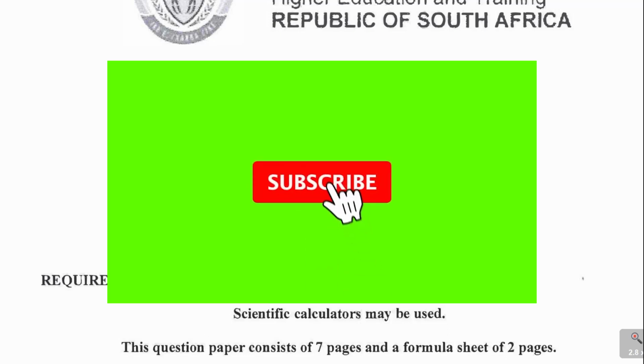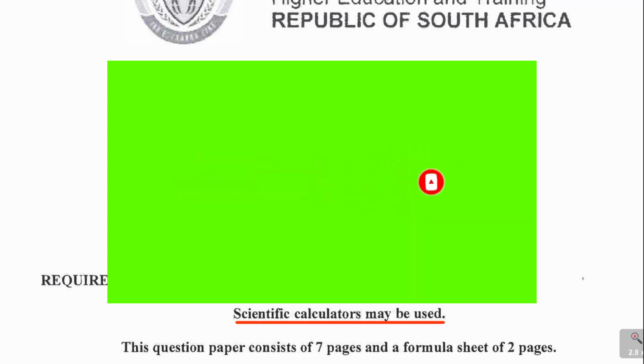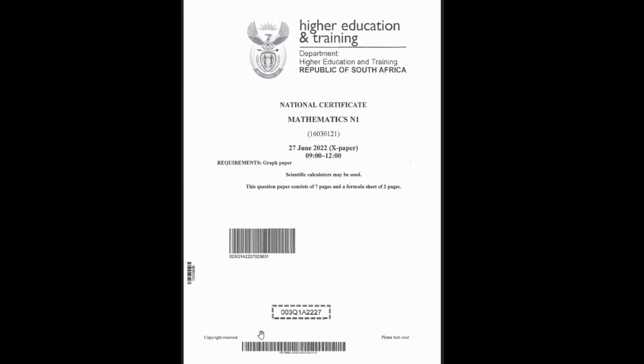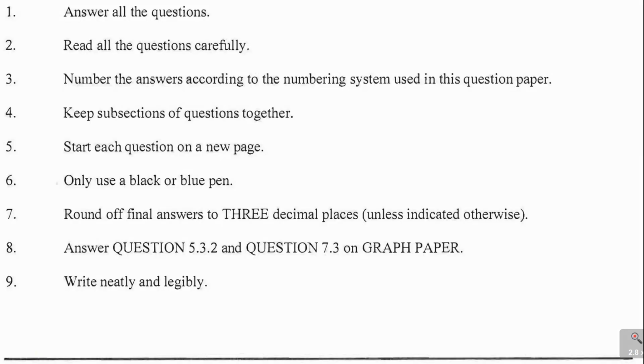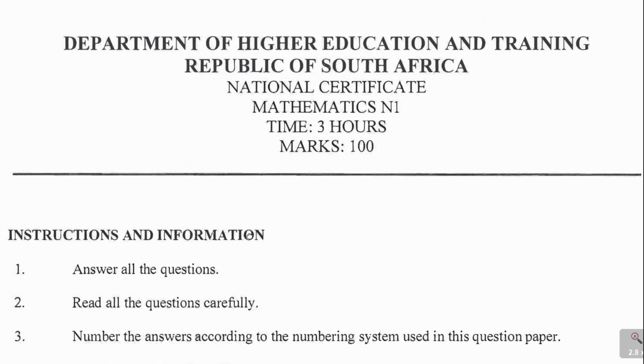And again, this paper was written on the 27th of June. It's a 3-hour paper. You need to have your scientific calculator. You need to use a graph paper in that particular exam. And then a few housekeeping rules here: most people actually ignore these instructions. They say, it's not my first time writing this exam, there's no reason for me to read this, but it's very important for you to go through the instructions, okay?